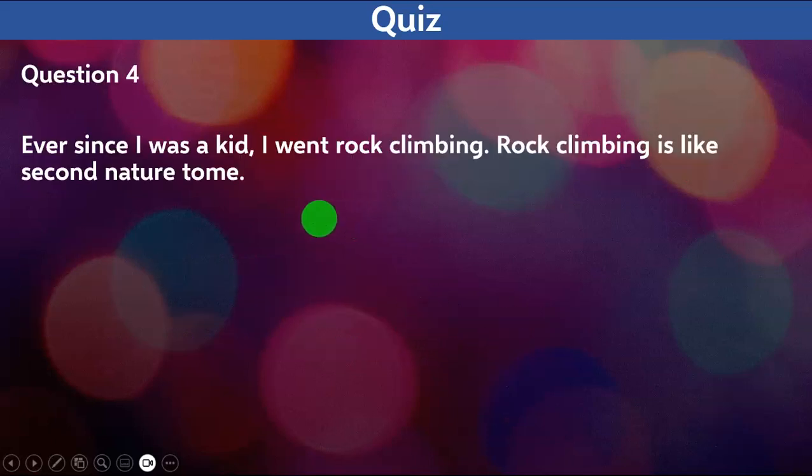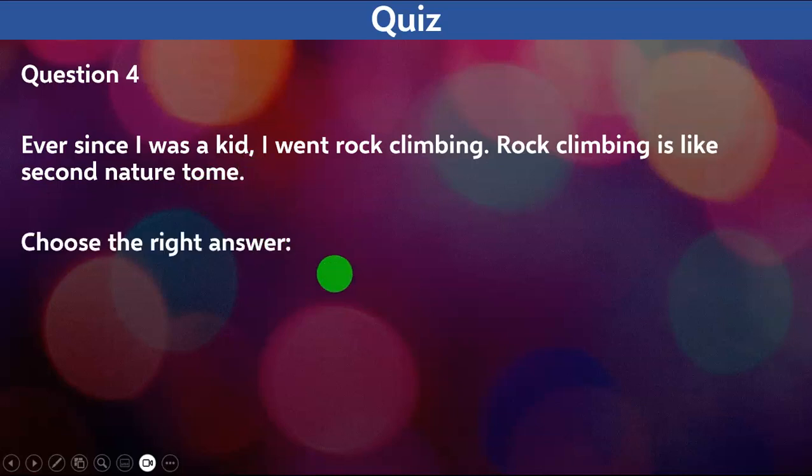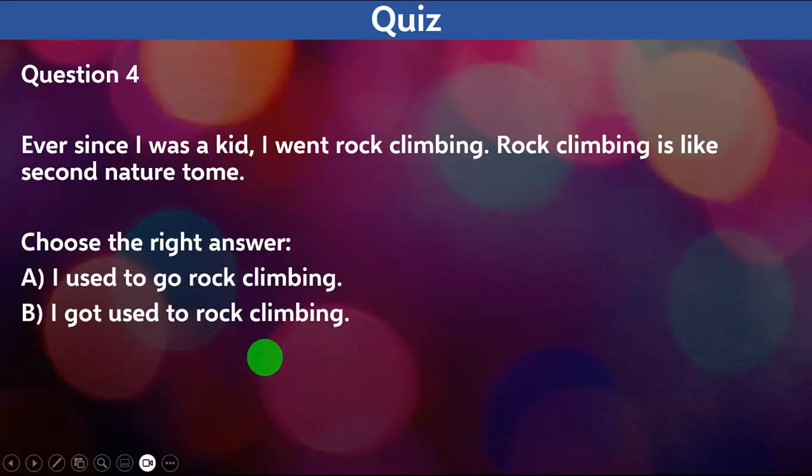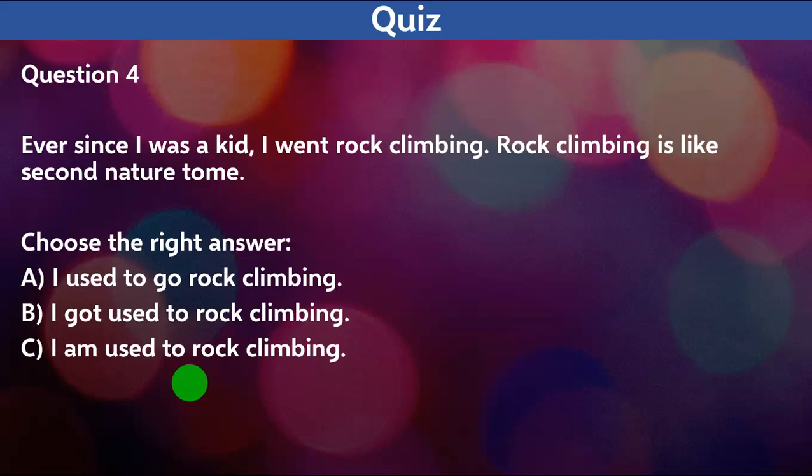Question 4. Ever since I was a kid, I went rock climbing. Rock climbing is like second nature to me. Okay, that should be to me. The 2 words should be separated. Apologies for the error. Choose the right answer. I used to go rock climbing. I got used to rock climbing. I am used to rock climbing. Friends, your 5 seconds start now.